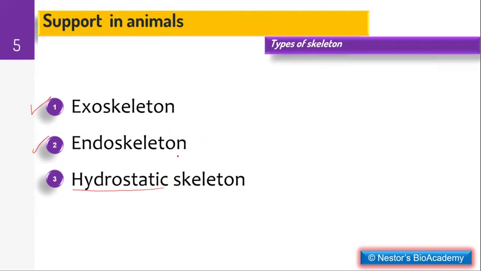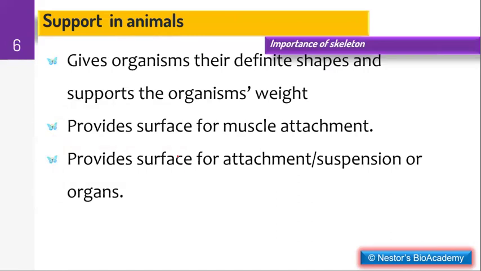Why is it important for animals to have a skeleton? Skeletons usually perform a very critical role in animals. Some of the roles they play include giving the organisms their definite shapes, and they also provide support to the organism's weight. It enables the organisms to support their weight. The skeleton is also very important in providing surface for muscle attachment. Remember, it's the coordination of the contractions and relaxation of the muscles in coordination with the bones and the skeleton that will bring about movement.